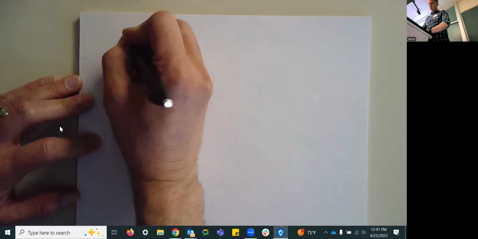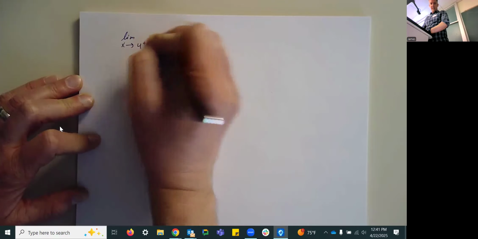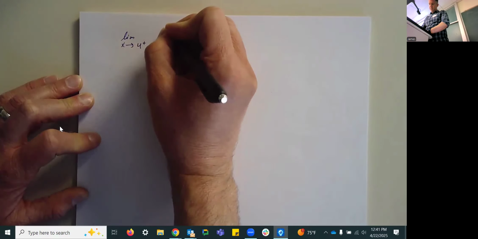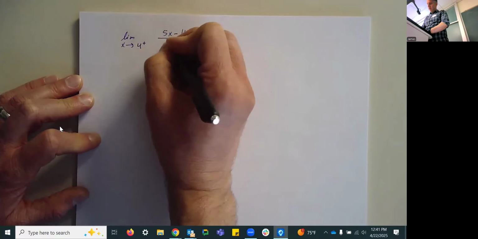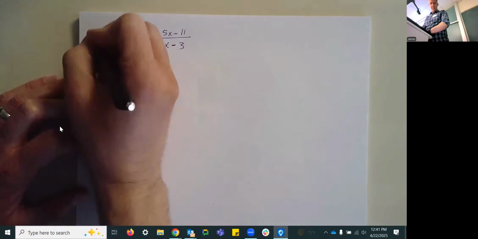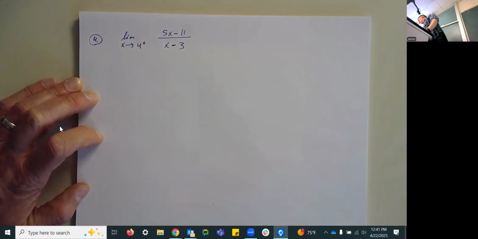So let's look at something like the limit as x approaches 4 from the right of 5x minus 11 over x minus 3. I'm not sure about the numbers here. Don't worry about the numbers. Should be a 5.